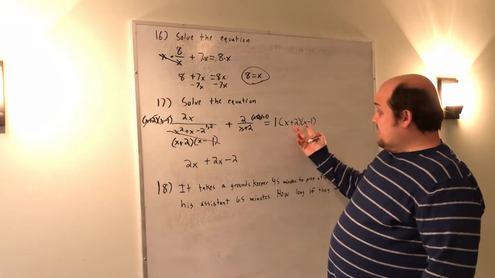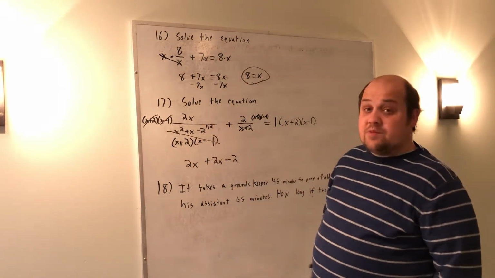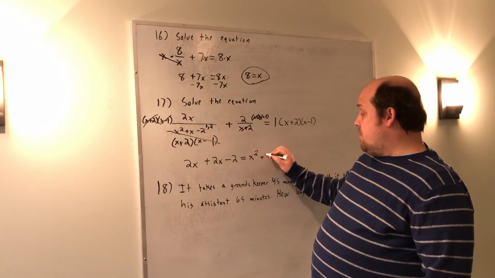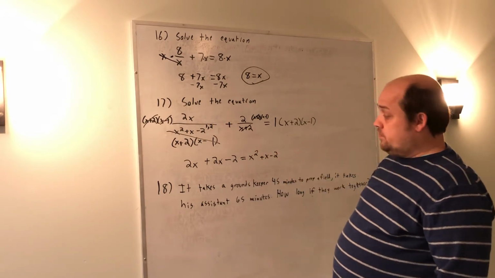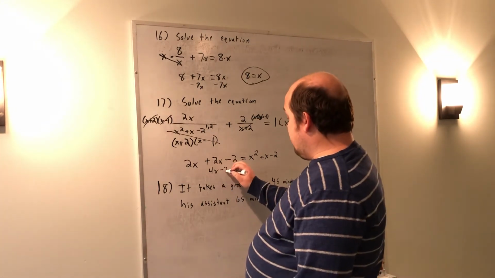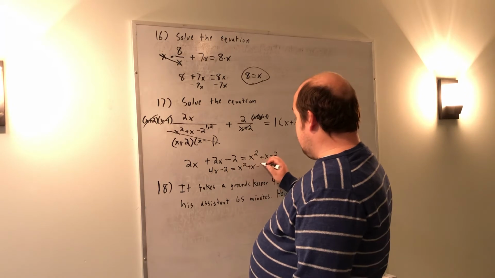Rather than rewrite it as these parentheses or FOIL it out, I can just remember, well, that's what it originally was before I factored it. So this is going to equal x squared plus x minus 2. If I combine like terms over here, I get 4x minus 2. This equals x squared plus x minus 2.